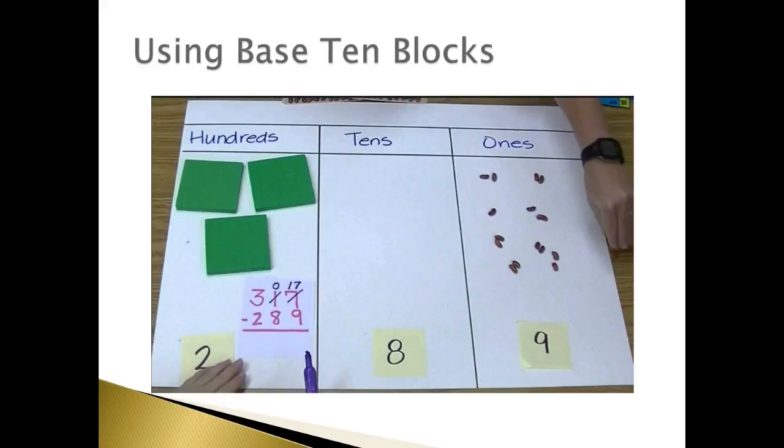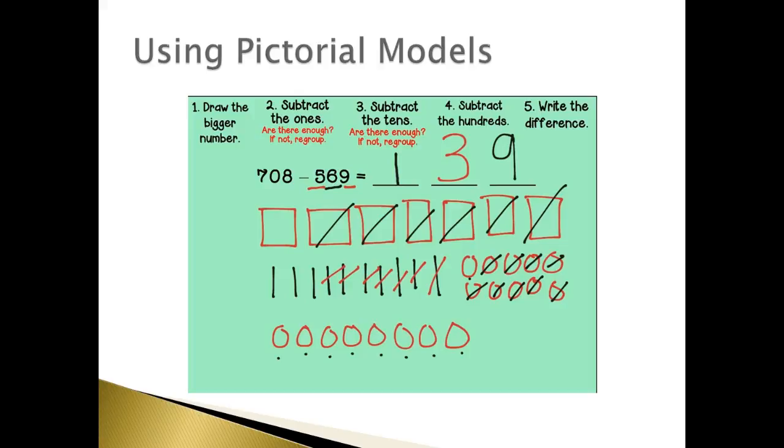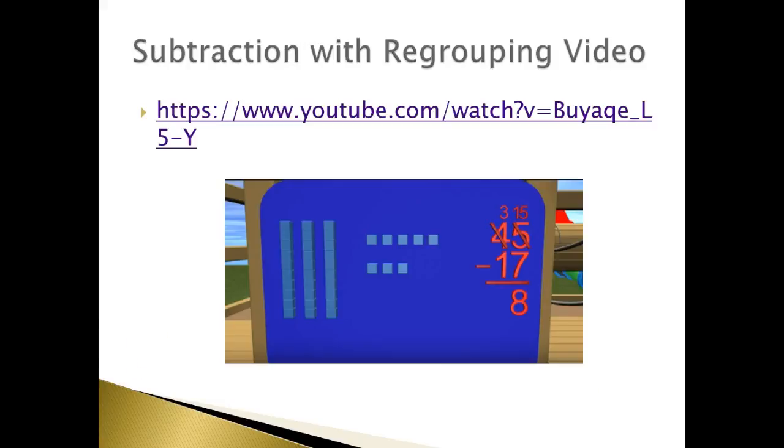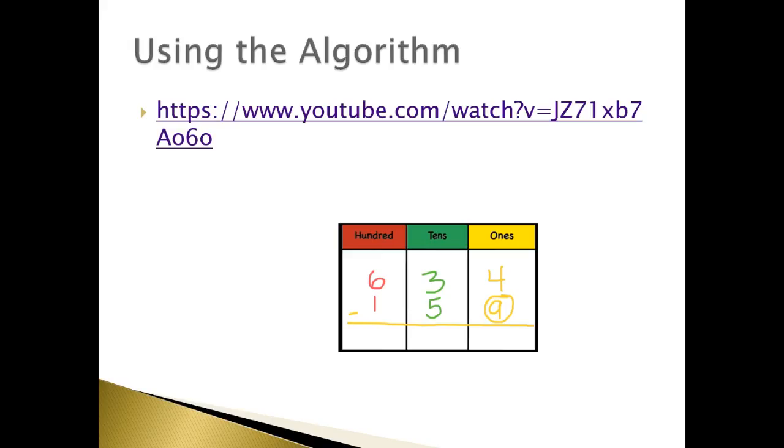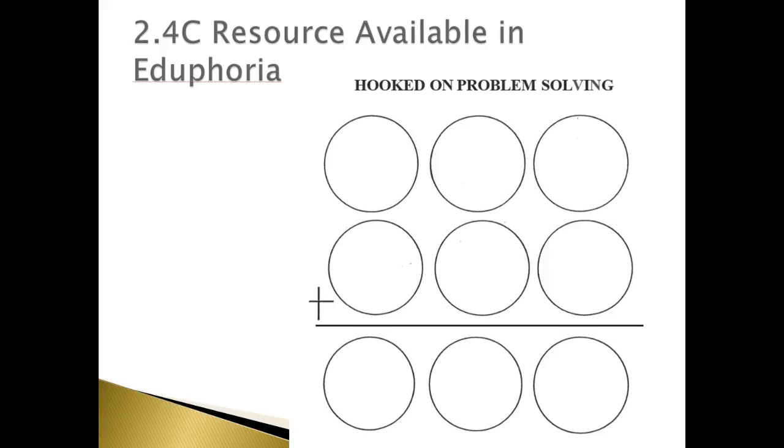And notice here's an example of using base 10 blocks and one of using the pictorial models, where the square represents the hundreds block, the straight line represents the rod, and the little circles represent the units, or ones. There's also a video available to you if you would like to see about regrouping. Then we'll start subtraction using algorithms. There is a video on how to do this, as well as some resources that are available to you.